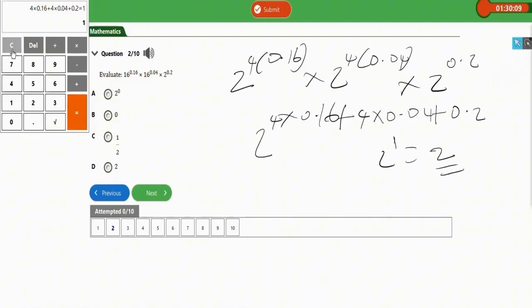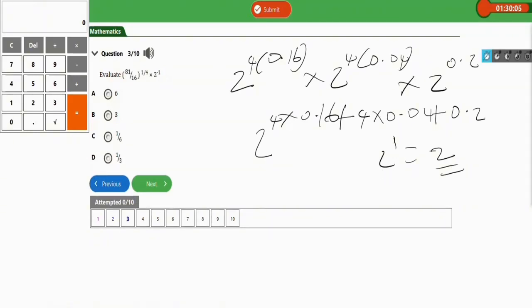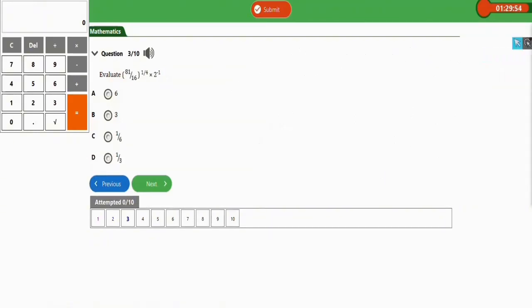Let's go to the next question, question number 3. Alright, so let's wipe this. Okay, so we have to evaluate this. This is also under indices, alright? So for this question, as usual, you are going to apply the laws of indices to these values, okay?